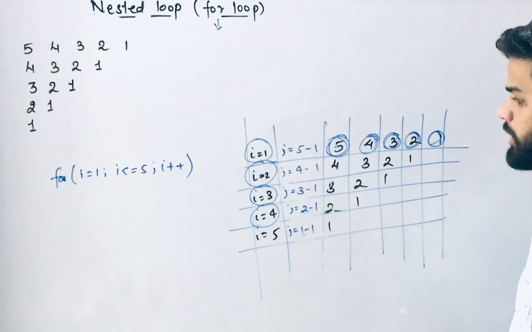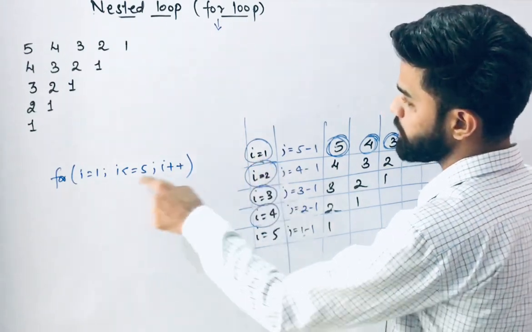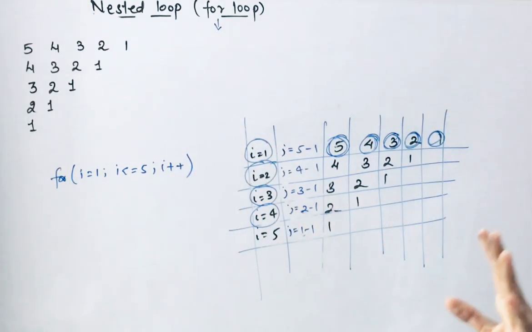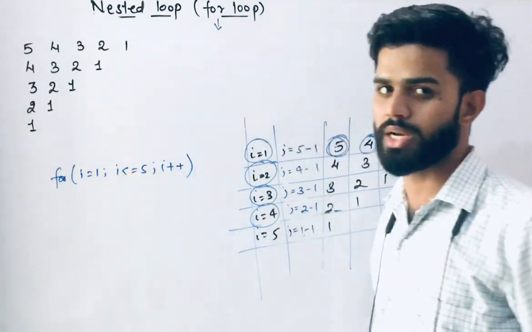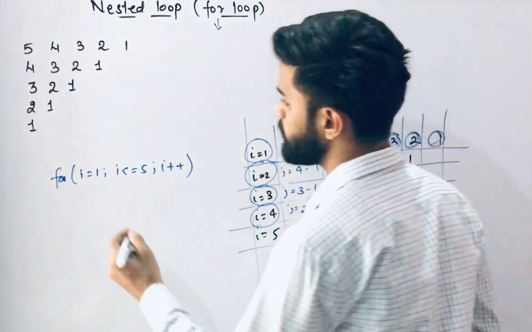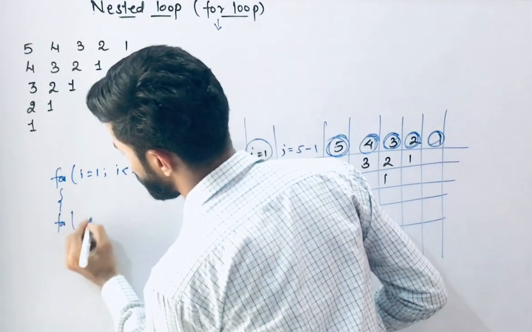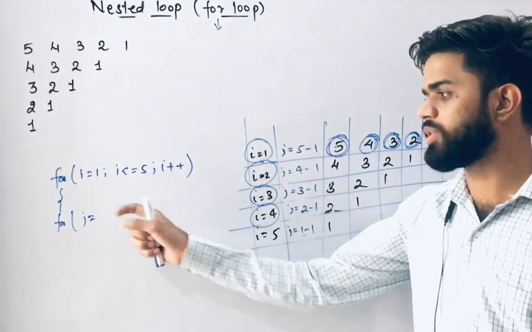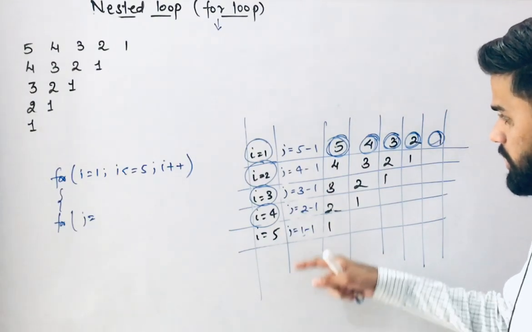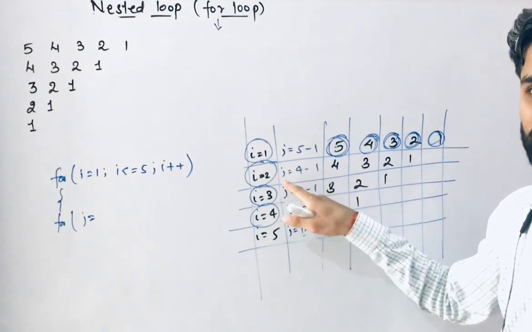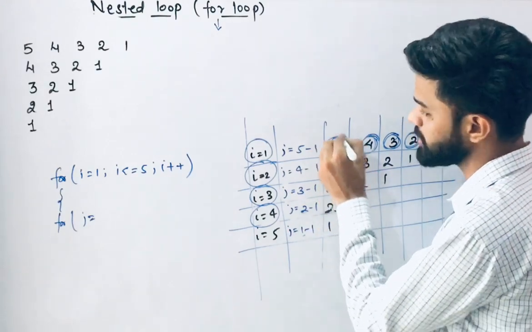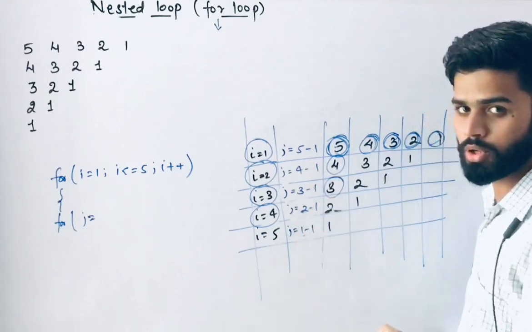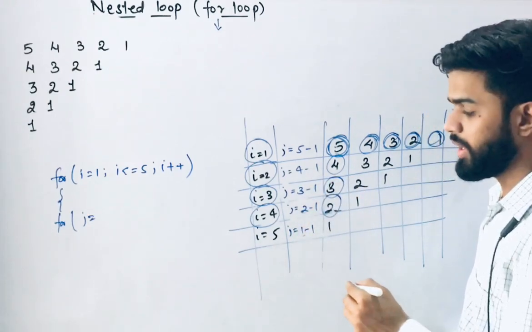Now see, for i equal to 1, i is less than or equal to 5, i plus plus. The outer loop runs 5 times because of this statement. But we need to print values also. So we write here for j equal to, and now let's think what value we can store here, because the value of j always changes. The first time the value of j is 5, second time 4, third time 3, fourth time 2, and fifth time 1.